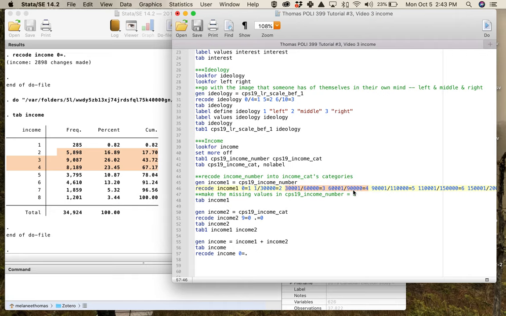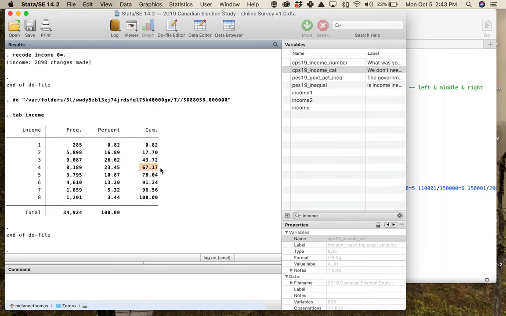Now, conveniently, I've got 67 right there. So I know that my cutoff between my middle and my high category is going to be 4. So 5 through 8 is going to be my top category. The question is, what do I want to do? Do I want to make 3 and 4 together and have a monster middle category, or do I want to have a bigger bottom category there?